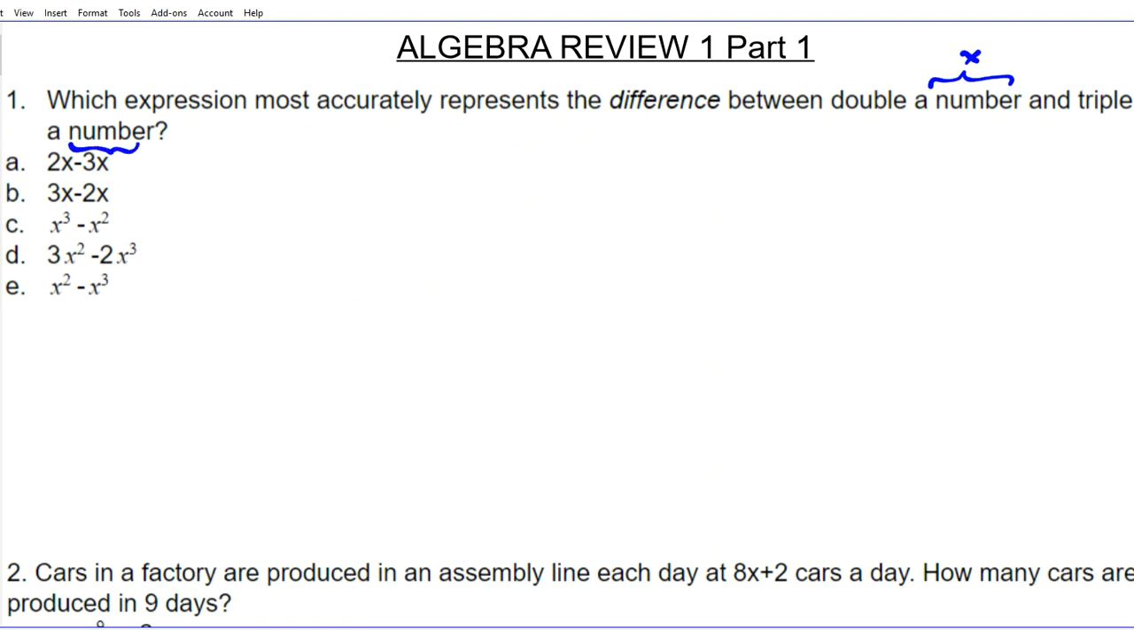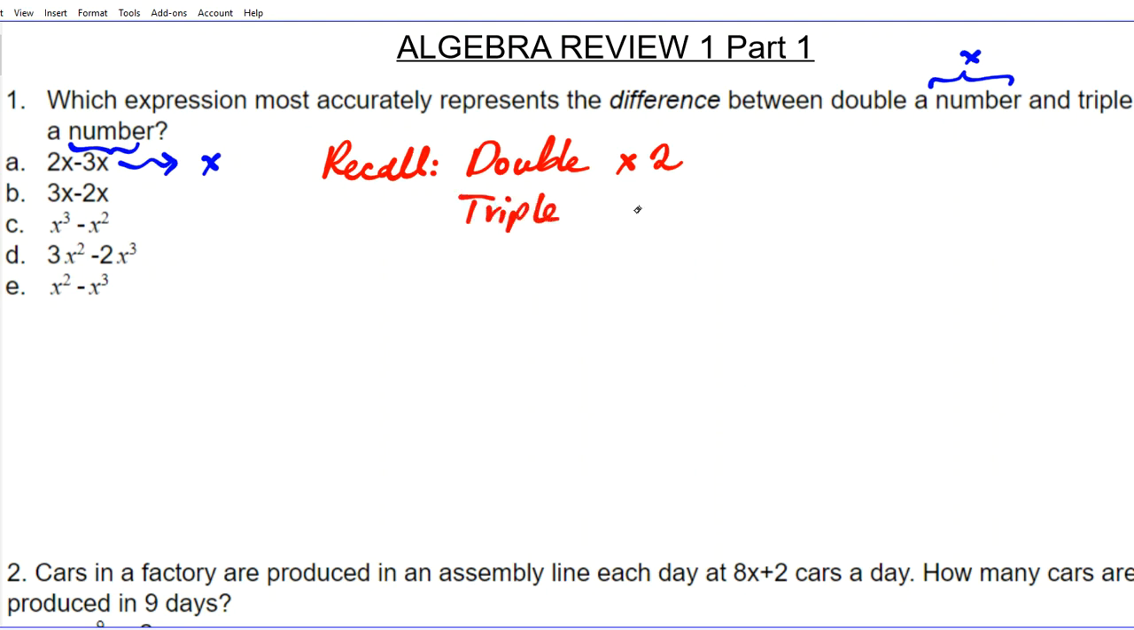Now, what does double and triple mean? So you have to remember that the double is to multiply by 2, okay? And then triple is to multiply by 3. And then what does difference mean? To find a difference, it means that you subtract.